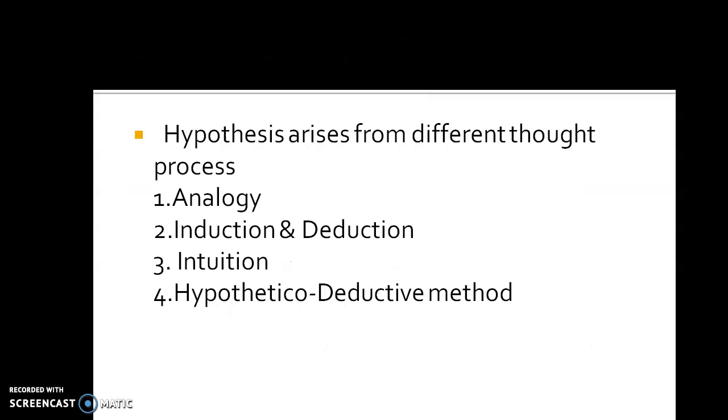Okay, then how does this process originate or arise in a person? What are the different thought processes by means of which a hypothesis arises? There are generally 4 different thought processes. They are called analogy, induction and deduction, intuition, and hypothetico-deductive method.